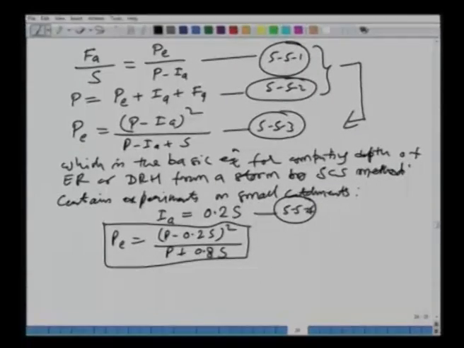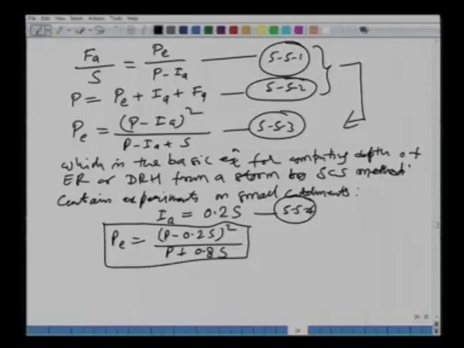So, this way we see that if we want to find out the excess rainfall from a storm based on the SCS method, all we need to know on the right hand side is the total precipitation, capital P, the data that will be known to us. There is a parameter called capital S, or the maximum possible retention. The SCS has tried to characterize or quantify this parameter S for a catchment depending upon the catchment conditions.